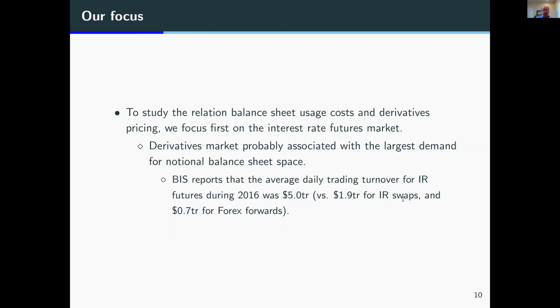It's like $5 trillion daily versus maybe $2 trillion for interest rate swaps. And the Forex forwards that Tepper and Verdella look at are under $1 trillion. But if you want to look for the place where you're using up the most balance sheet, it's probably logical to first look at the interest rate futures market. That's where we start, but we're also going to look at some of the other markets.